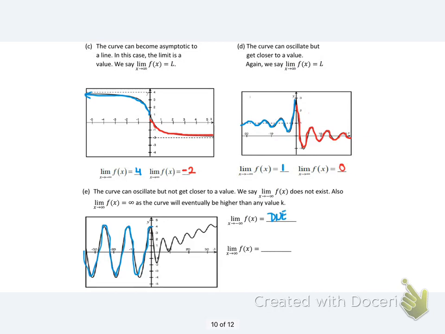And then to the right, it goes down and up and down and up. You can see it's oscillating, but it's not oscillating around a particular number. It's actually just going up forever. And so that's going to be infinity, because it's going up. And those are the possibilities for the limit as x approaches infinity.